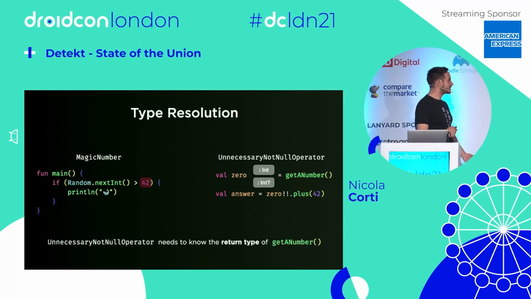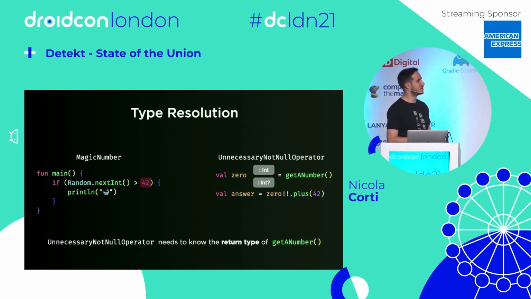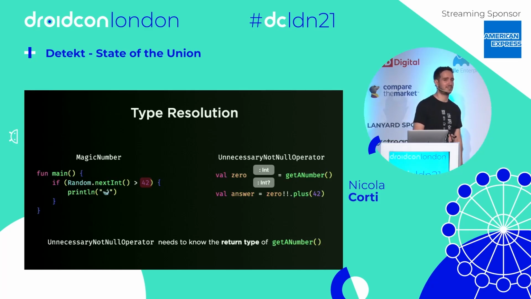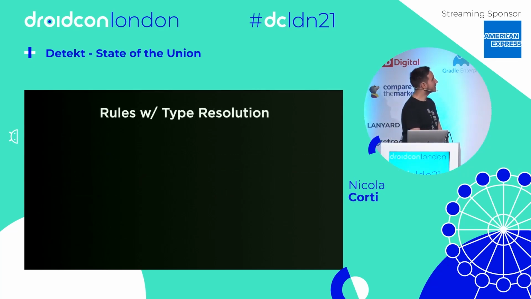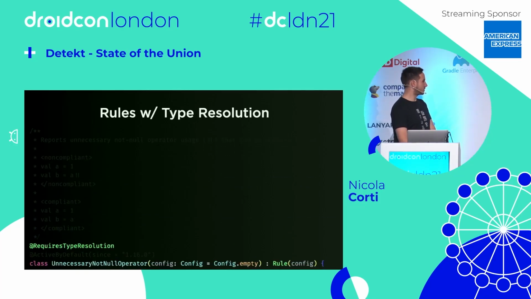So the deal here is that unnecessary not null operator needs to know the return type of getANumber. And if getANumber is defined just below here in your file, well, that's easy. But if getANumber is a function that comes from the AndroidX library, then I need to know about AndroidX, about the library. I need to know the types of that function over there. That's why we have rules that work with type resolution.